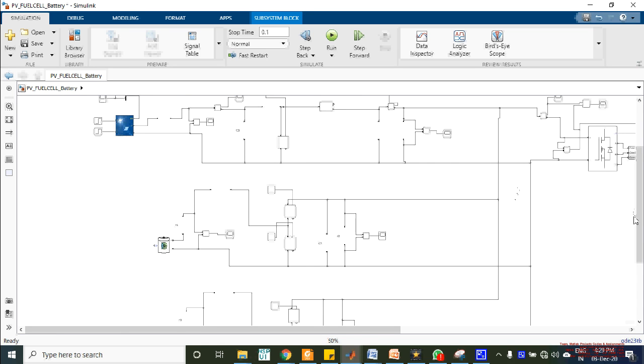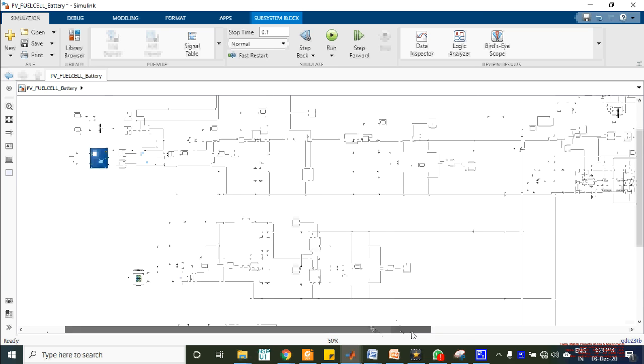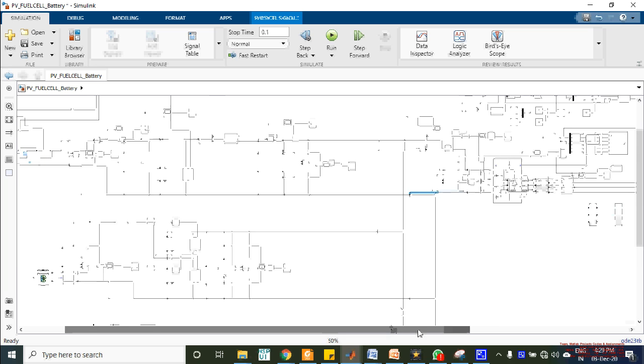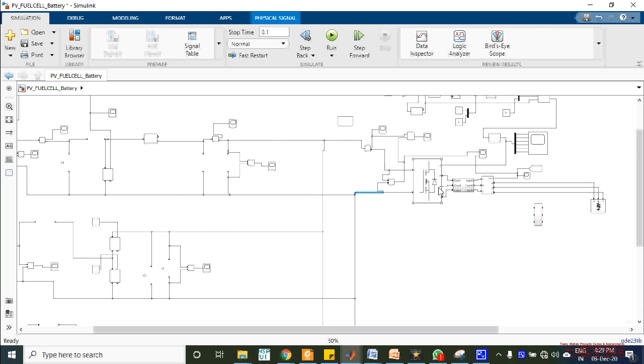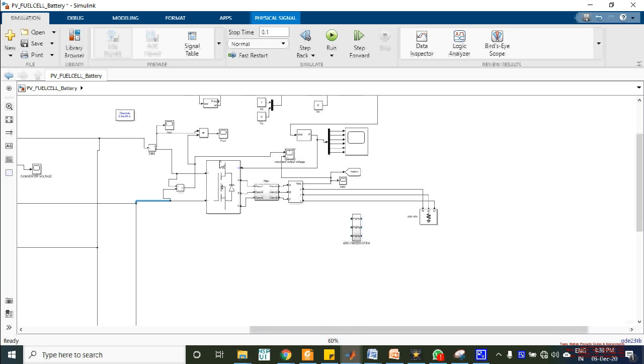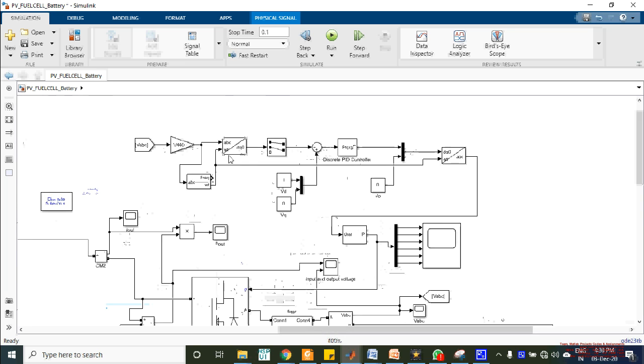And these three sources are connected with the common DC bus. Then the DC voltage is applied to the three-phase inverter. Then we can operate three-phase. We can take a three-phase load here. For the three-phase inverter, we used the DQ control technique.